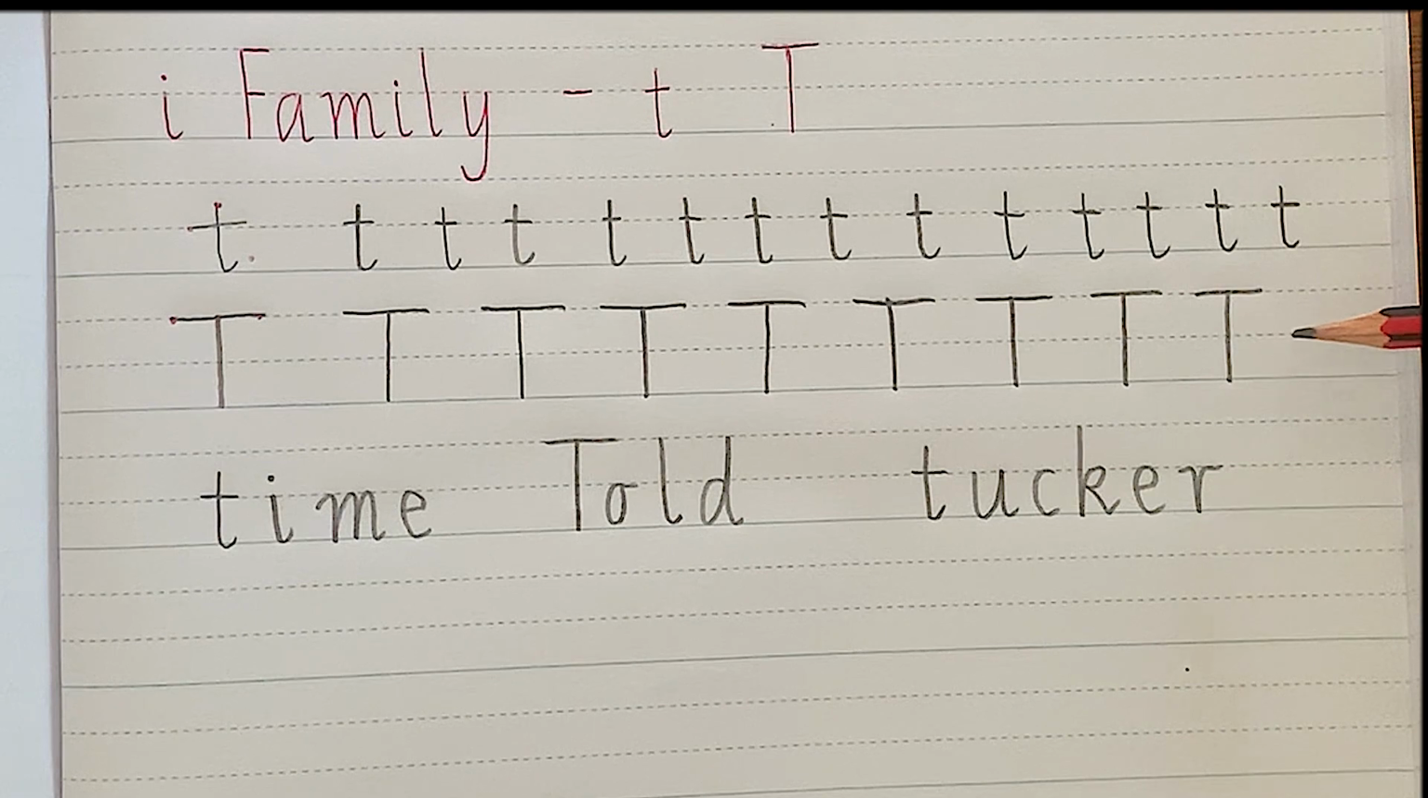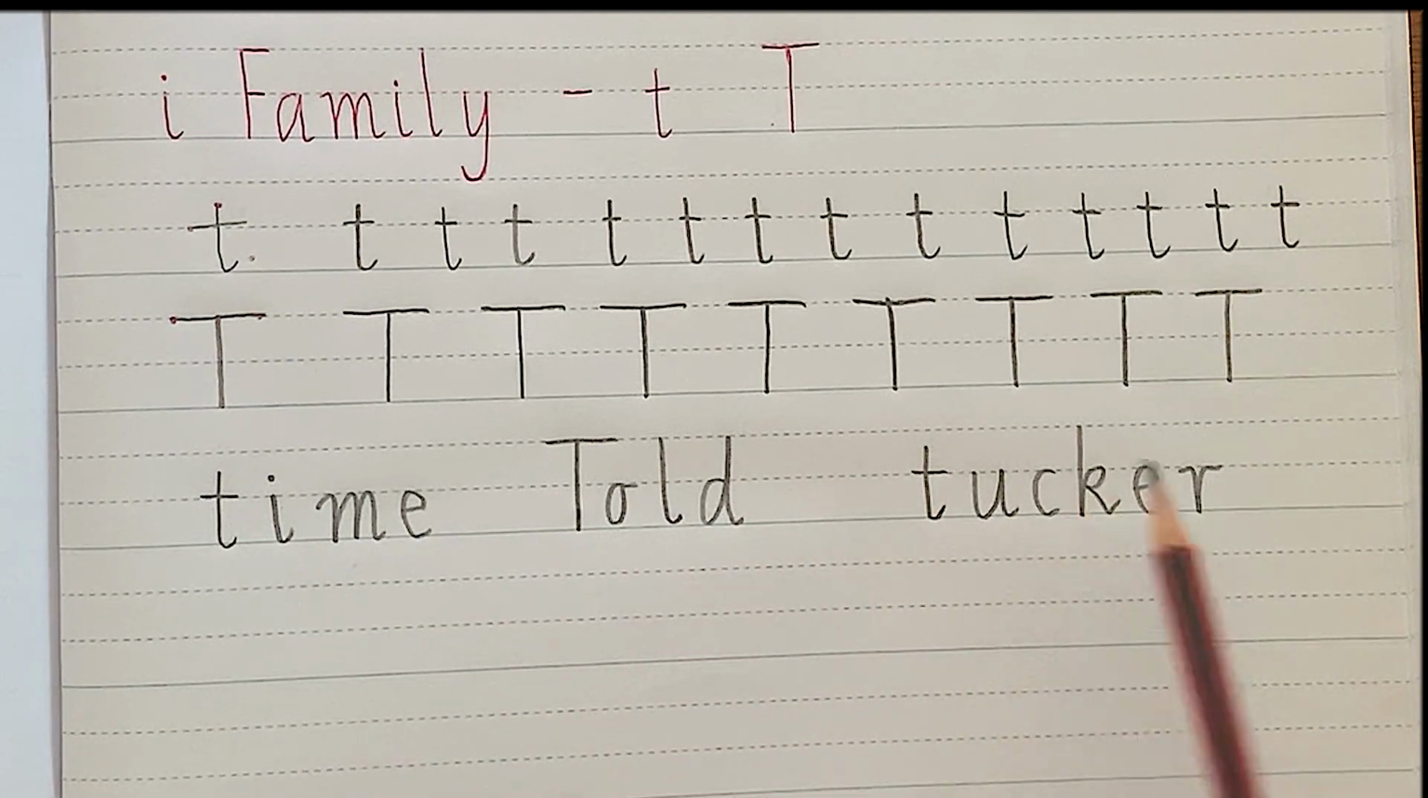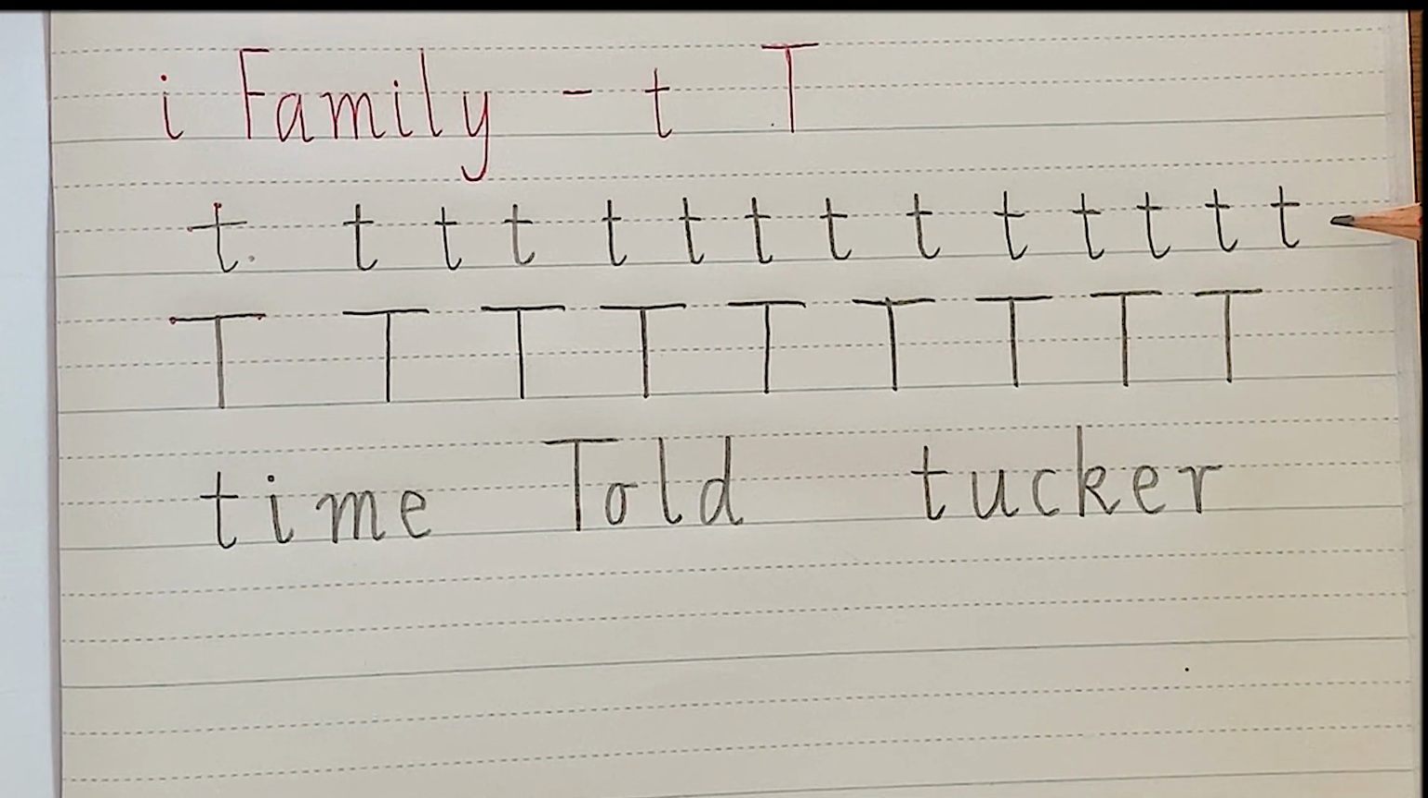So now we've got lowercase t, capital T, and three words for you to practice: time, told, and tucker. I would make sure that I write out at least one or two rows of the lowercase and the uppercase and write these words out at least twice so that I get heaps of practice in, because with practice, you may never be perfect, but you'll be a lot better for it.